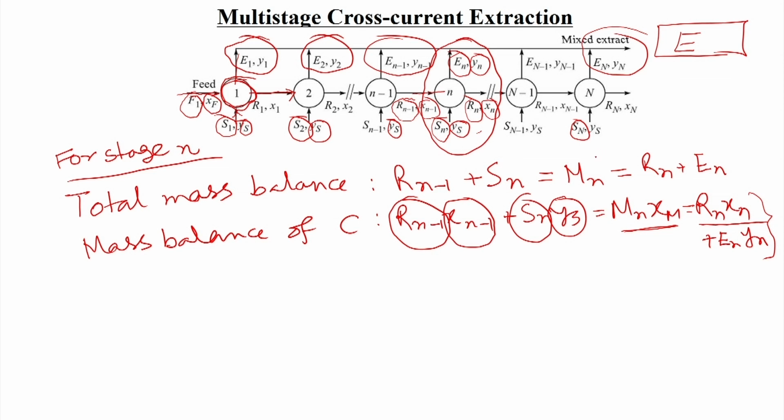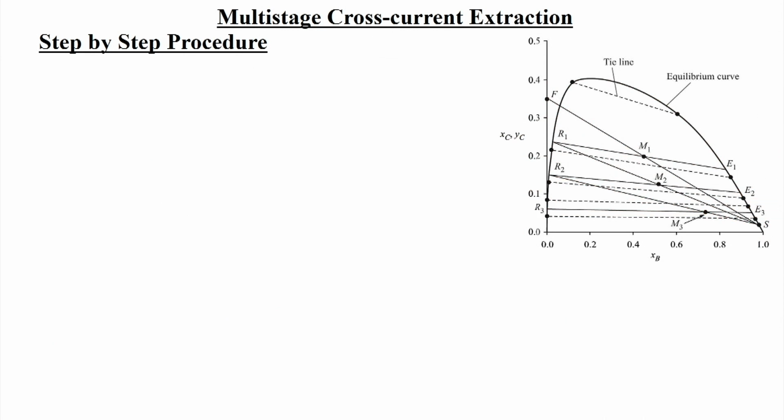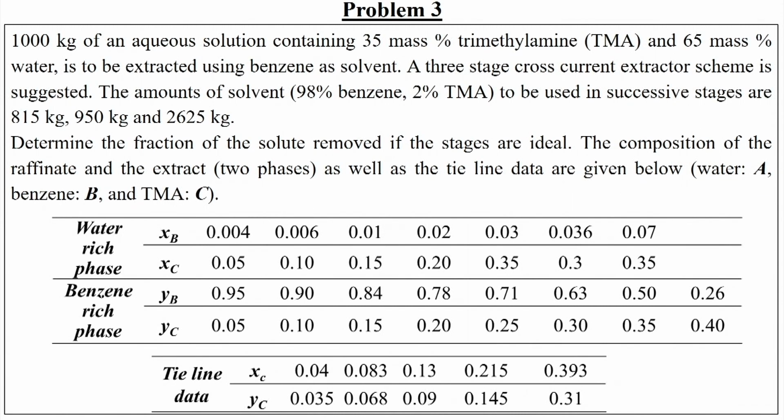And we are repeating this again: for this extraction process, if the extracting solvent contains some amount of the solute, that is the target component C, then whenever we calculate the efficiency, we need to subtract that solute concentration from the total extract and then calculate the efficiency.